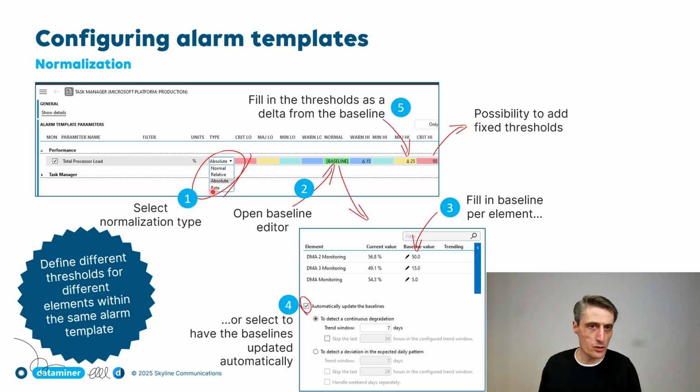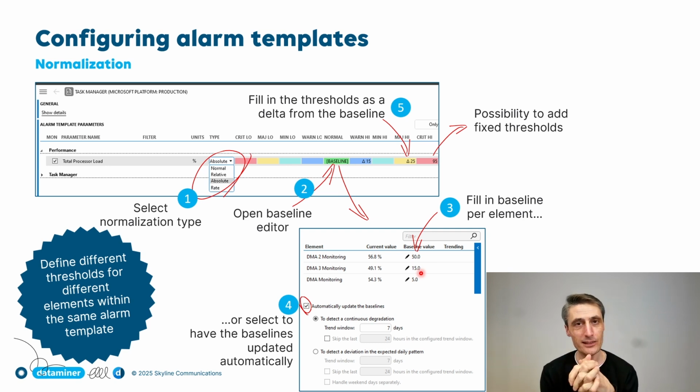So you choose your normalization type, relative or absolute. You define your thresholds or your deltas there against the baseline, and the baseline can be defined by clicking on there and specifying that with the editing on your different elements using that template.